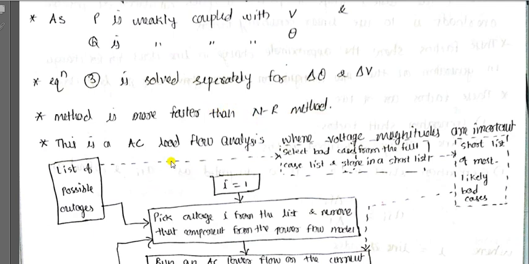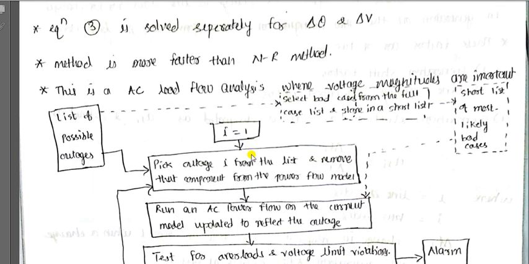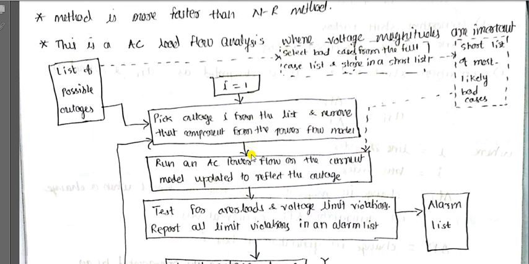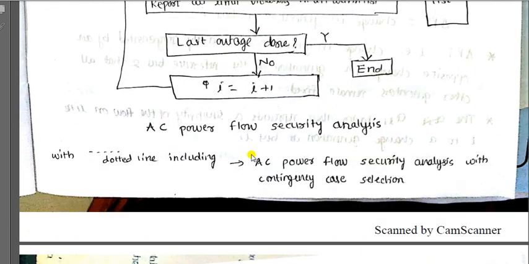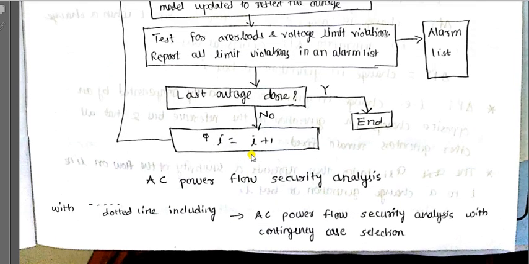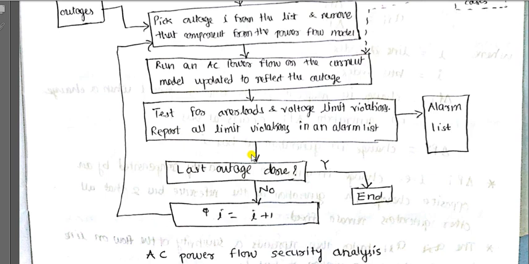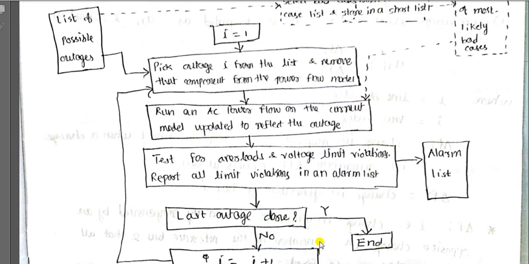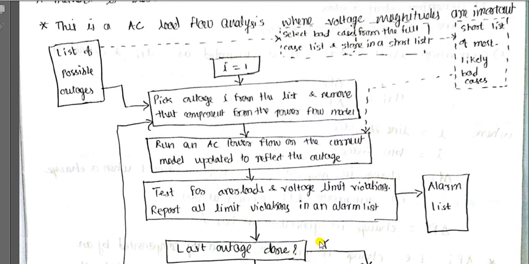This is called the AC load flow analysis method, where the voltage magnitudes are important. In that case, we are going to prefer this AC load flow analysis method. Okay, so here we can see the flow chart showing the AC load flow security analysis method.